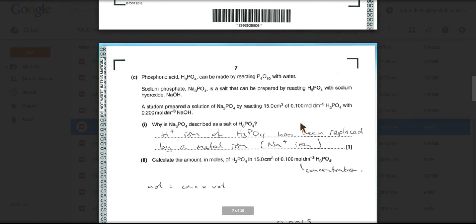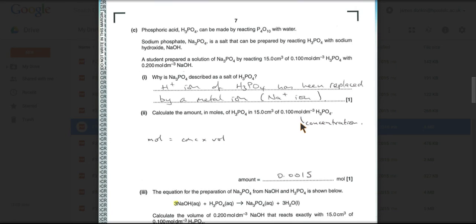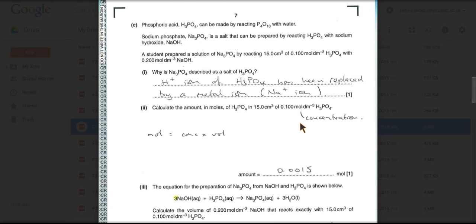And we've now got the calculation starting for proper, and we're given some information to justify why Na3PO4 is a salt. So quick reminder, what's a salt? It is when the H+ ion of an acid is replaced by a metal ion or an ammonium ion. So why is Na3PO4 described as a salt of this acid? Well, the H+ ion of H3PO4 has been replaced by a sodium ion, or 3 sodium ions.